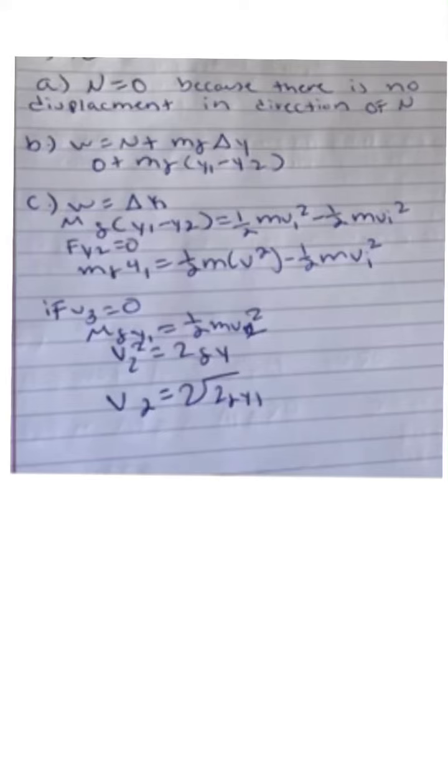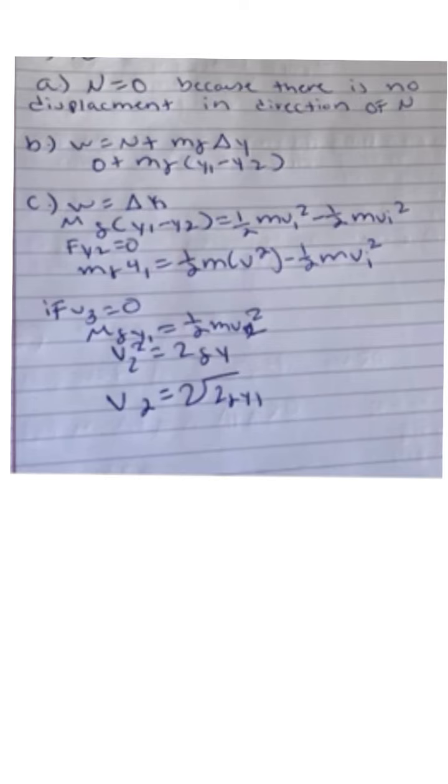Okay, so question 10 is stating an object is moving from point A to point B. In part A, it's asking what is the work done by the normal force? So for part A, due to there not being any displacement in the direction of the normal force, there can't be any work done. So N is going to be equal to 0.